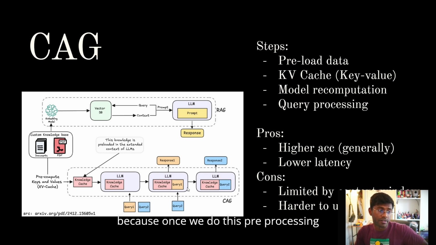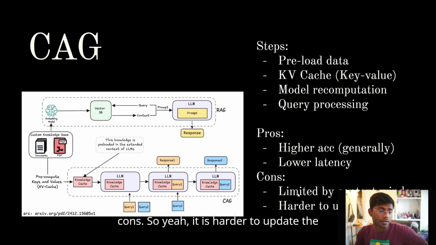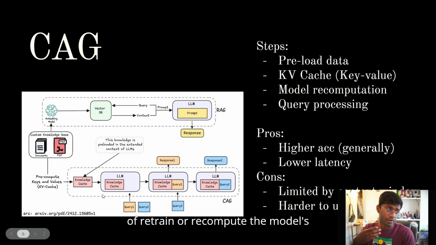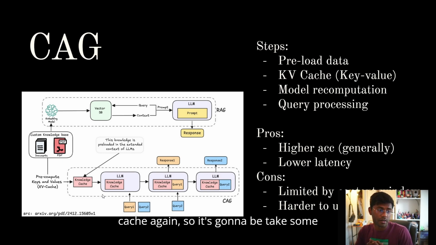The latency is lower because once we do this pre-processing, preloading data step, the inference stage is just a single forward run through the LLM, and so the latency is definitely lower. And of course, we have the benefit of having a cache which has frequently answered questions readily available for being fed directly. And cons. It is harder to update the data because if you want to update this custom knowledge base, you're going to have to retrain or recompute the model's cache. You're going to have to set up this cache again. So it's going to take some time for that.